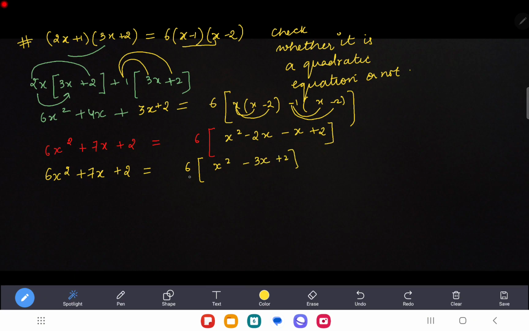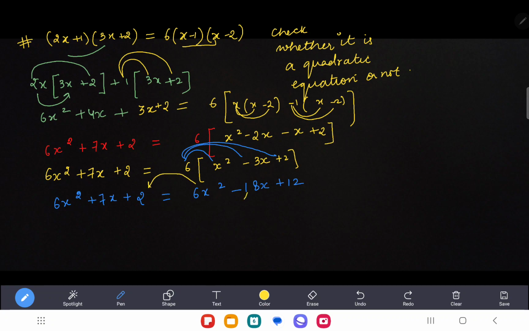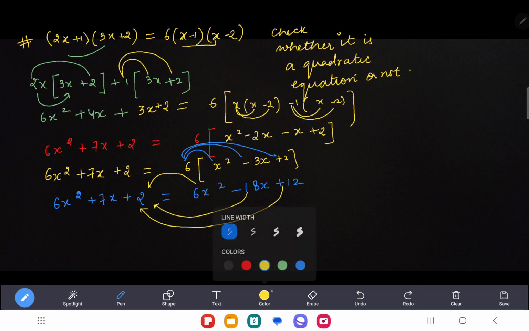So it shall be 6 times x squared plus 7x plus 2 equals 6x squared minus 18x plus 12, because I'm going to multiply the 6 inside with all of them. And now I will bring every term on the left hand side. I will transpose every term to the left hand side, so their signs would change.